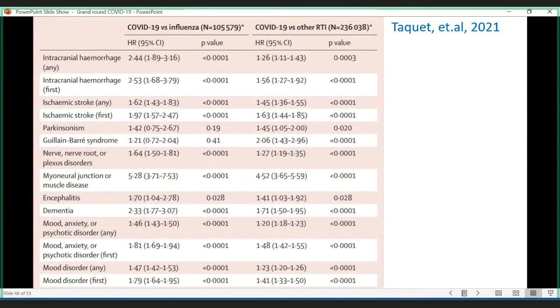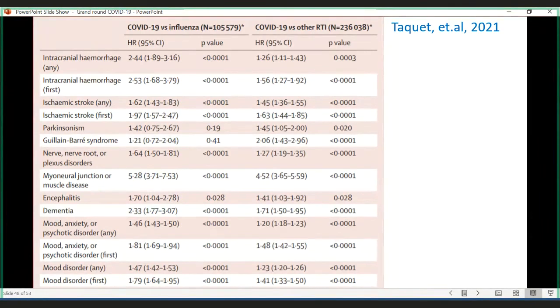On this table, the first column shows some of the neurological complications that happened, including intracranial hemorrhage, stroke, Parkinson, GBS, nerve disease, neuromuscular disease, dementia, and psychiatric issues. Then here on the second column we are comparing COVID-19 to influenza, and on the third we are comparing COVID-19 to the other respiratory tract infection.